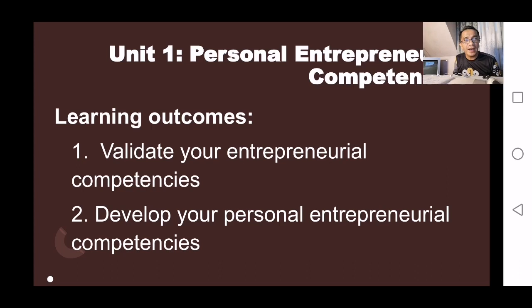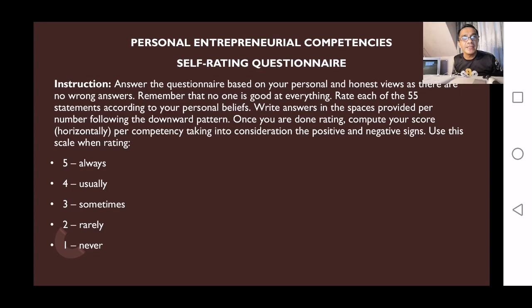Ano ba ang aking orientation or ano ba yung aking leanings regarding entrepreneurship. And kung merong akong strengths, so pwede kong i-enhance, pwede kong hasain pa yan. Kung meron man akong weaknesses, syempre, mas kailangan kong hasain yung mga weaknesses na yan. Kaya nga, nandun yung second sa learning outcome to develop your personal entrepreneurial competencies.